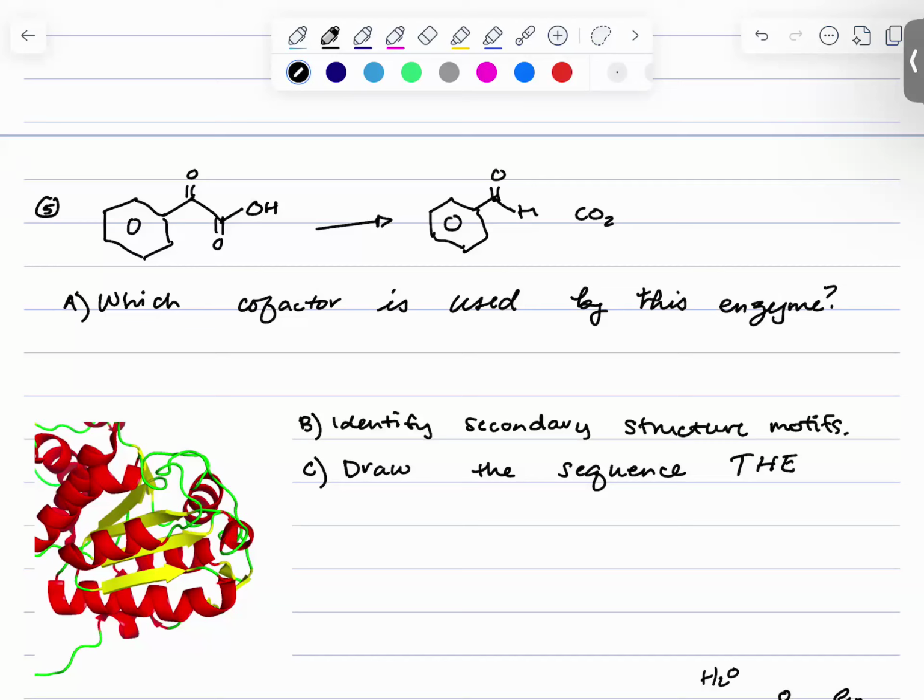I have a reaction up here. It is a decarboxylase reaction. Decarboxylase, like the enzyme. It needs a cofactor to do its chemistry. What cofactor does it need? Anybody have any guesses? Any thoughts?